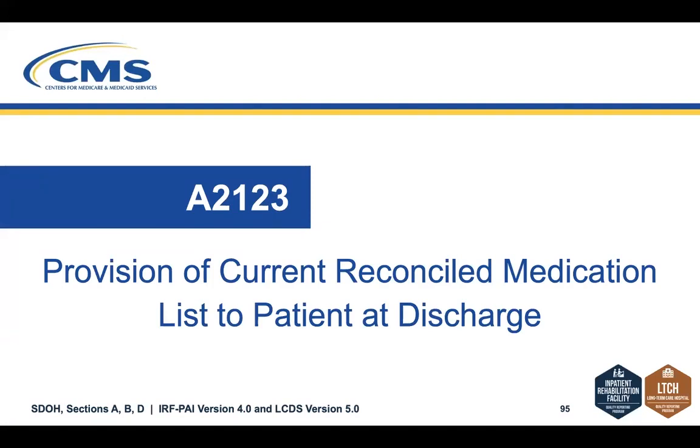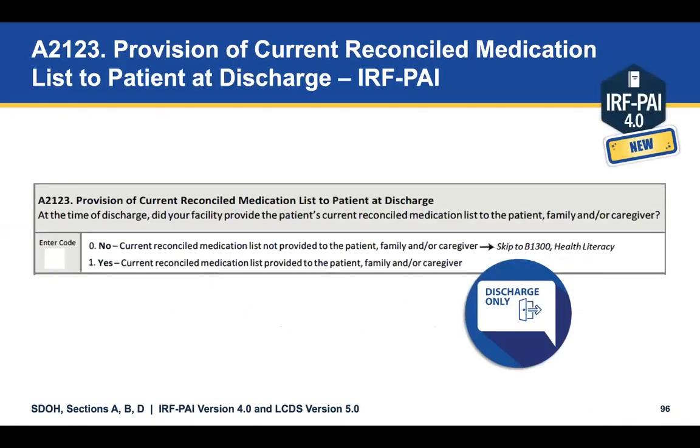Here's the next data element in the series of transfer of health information, A2123, provision of current reconciled medication list to patient at discharge. And here's a snapshot of A2123 on the IRF-PAI. You'll find this data element on page 18 in the discharge section. As with the other transfer of health information data elements, this is only collected on discharge, as close to the time of discharge as possible.